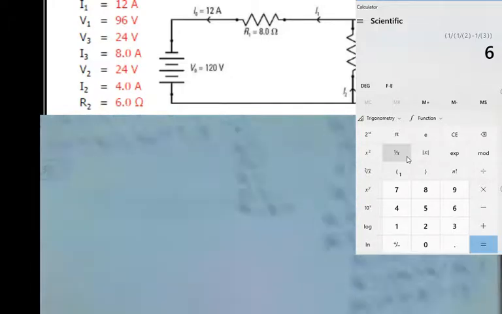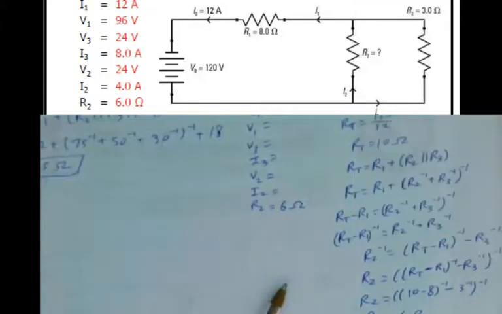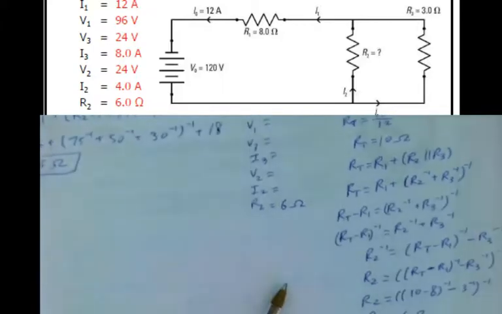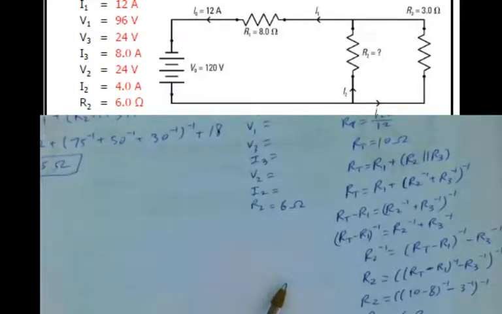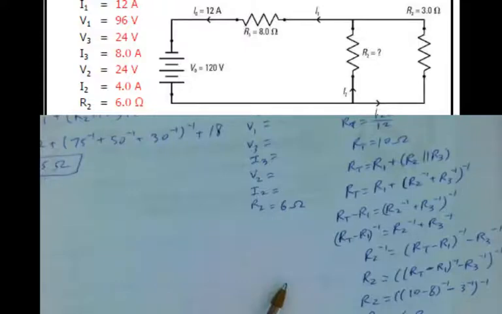So now that I have my R2 value, I can go back and start looking at solving more information. The R2 and R1 make one loop. So for that loop, my voltage has to be 120. I don't know the voltage of either at this time, so I can't really work with that. Let's see if I can work somewhere else.